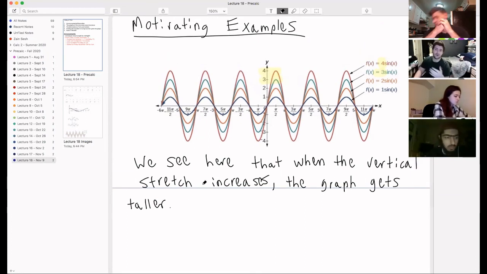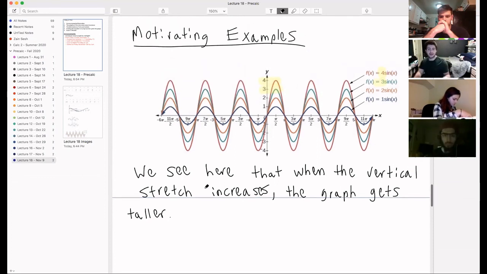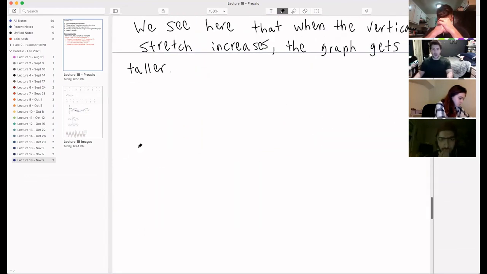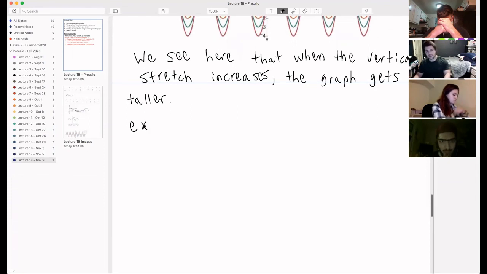It's just our old stuff applied to the specific function sine of x. So we have this vertical stretch going on, but what's cool is that the coefficient will tell us the highest point that the graph hits. So 4 sine of x has a maximum value of 4, and 3 sine of x has a max value of 3, and so on. So that's a nice property. All right, let's go to another example.